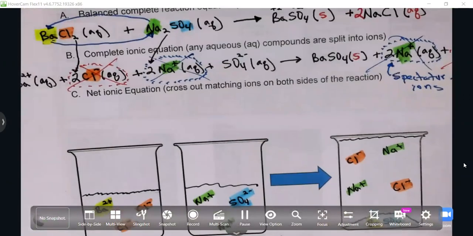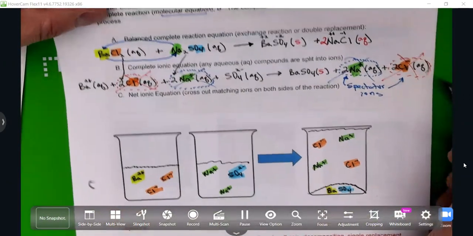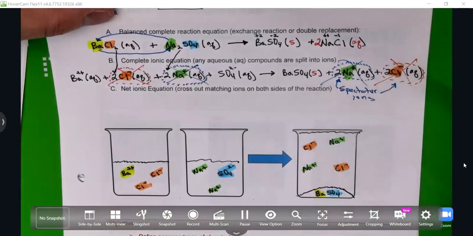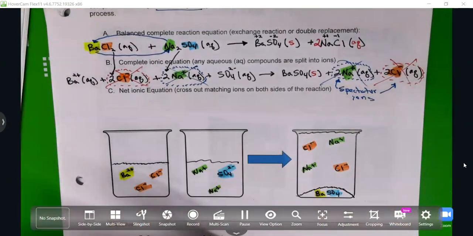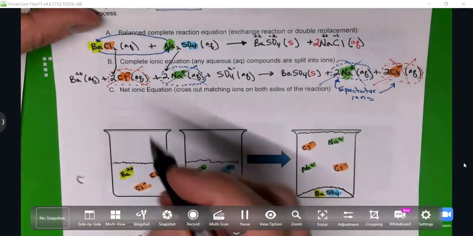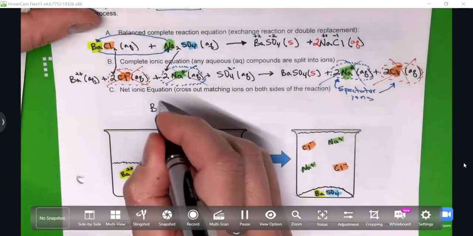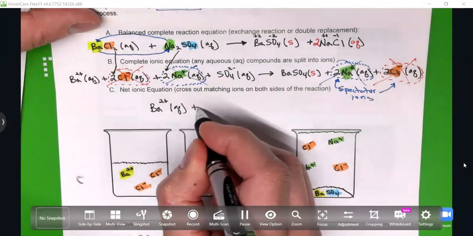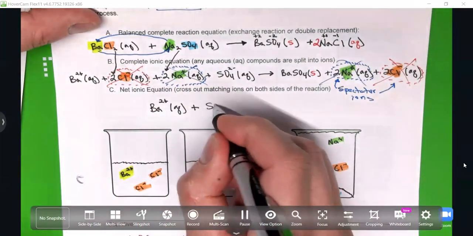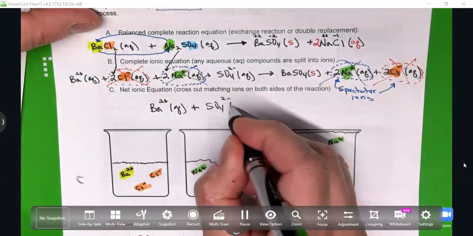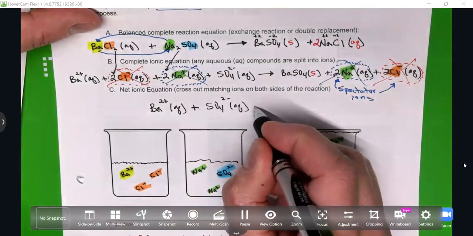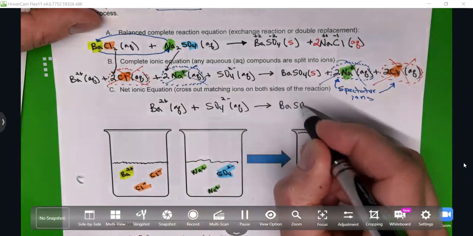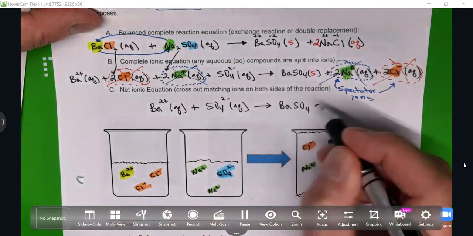Those are my spectator ions, and what I should be left with then is a net ionic equation. My net ionic equation is Ba2+ (aq) plus SO4 2- (aq) gives barium sulfate solid.